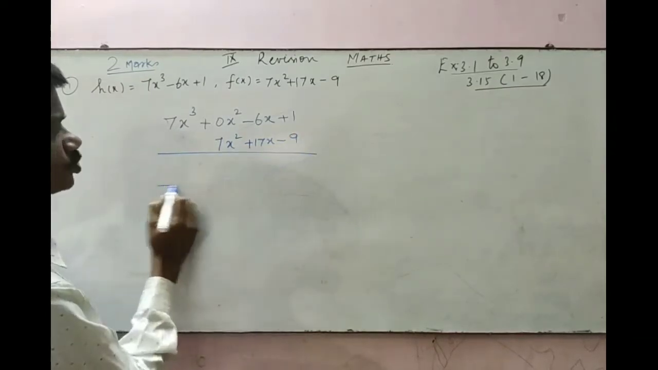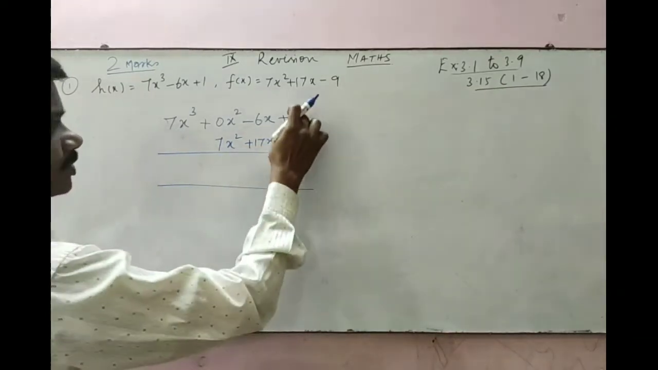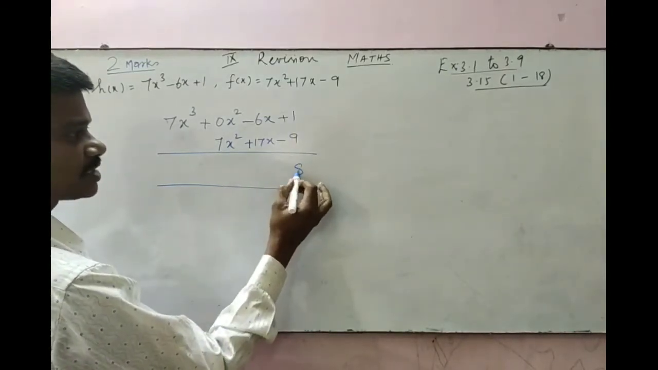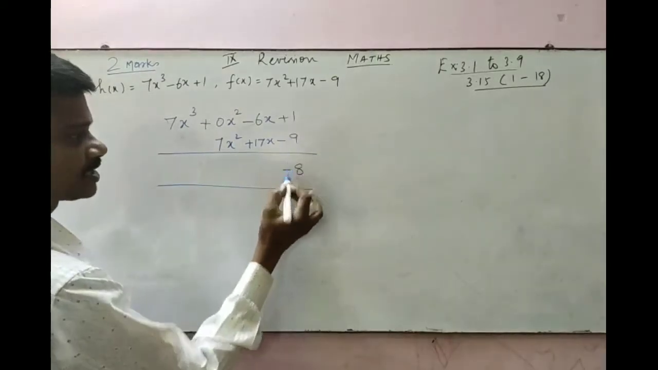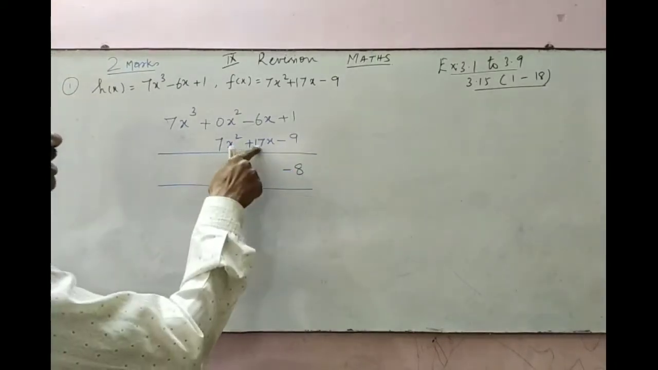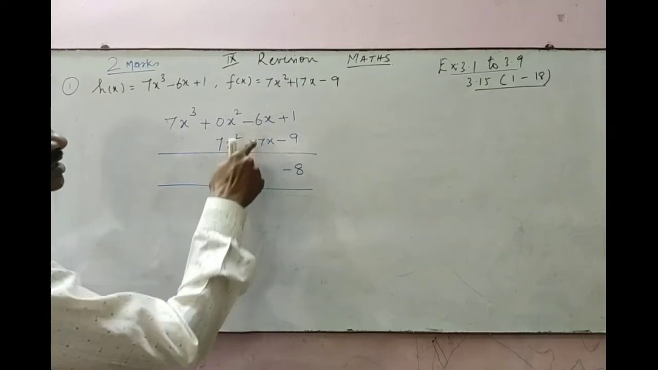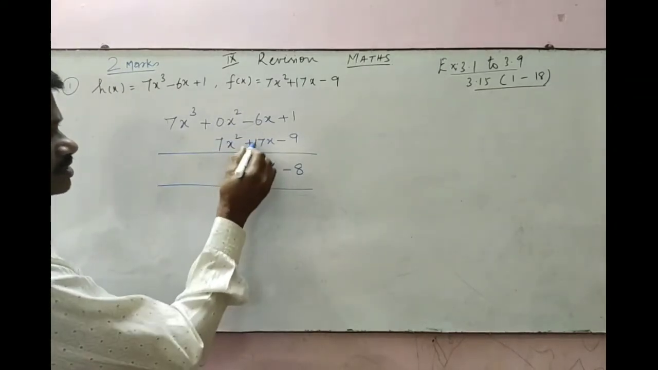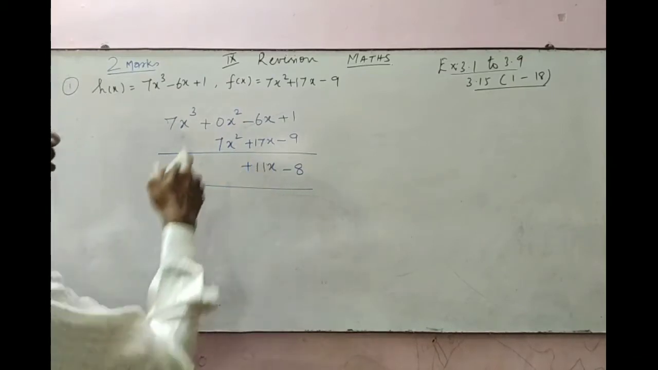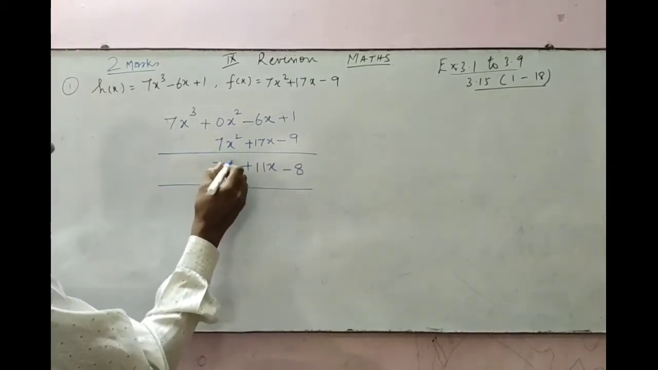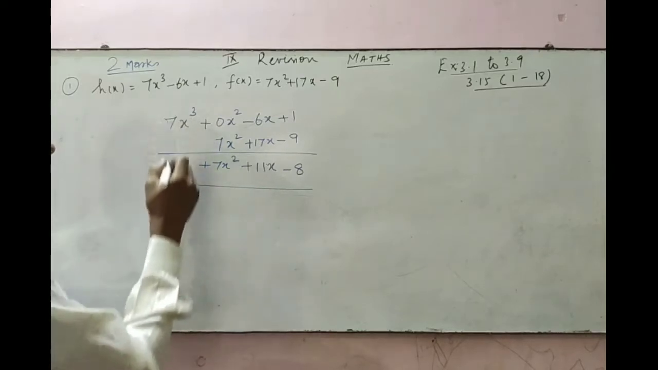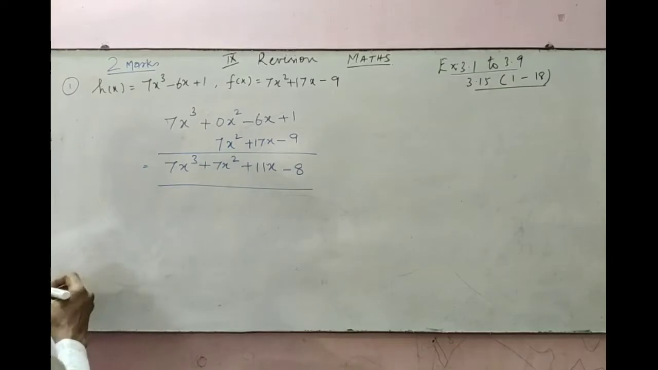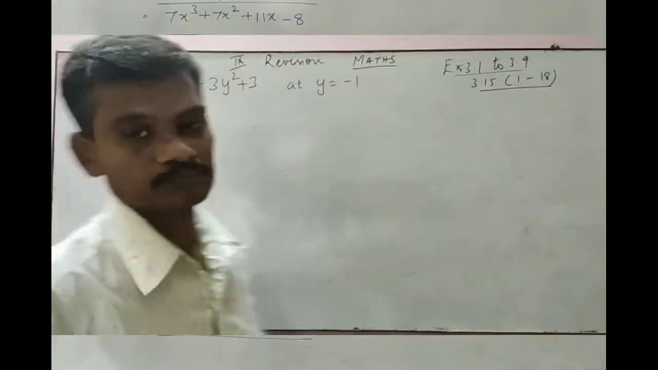Now you can add these 2 polynomials. Plus 1 and minus 9 have different signs, so we subtract those 2 numbers and put the greater number's sign. Here plus 17 and minus 6: 17 minus 6 gives 11x. The greater number's sign is plus. 0 plus 7 gives 7x square, plus bring the 7x cube as it is. So this is the answer for the 2 given polynomials.